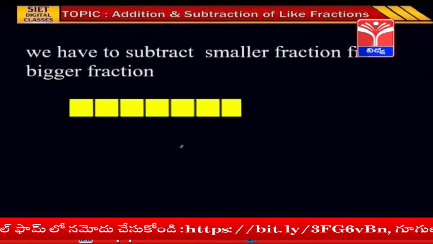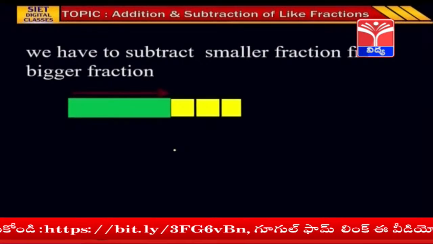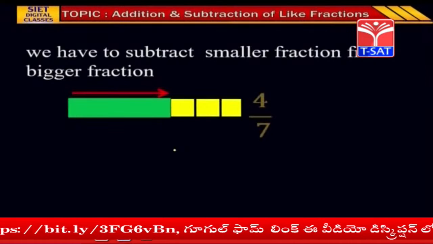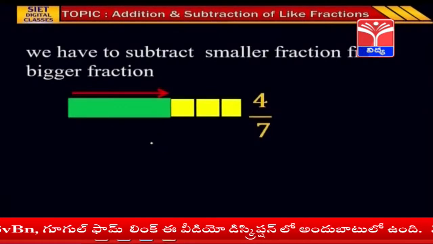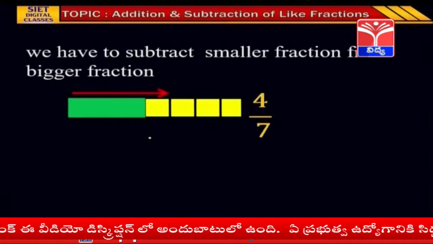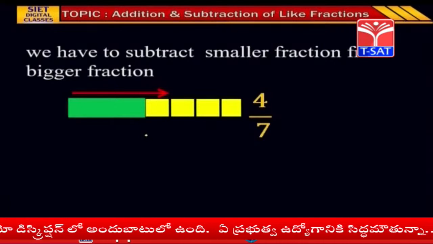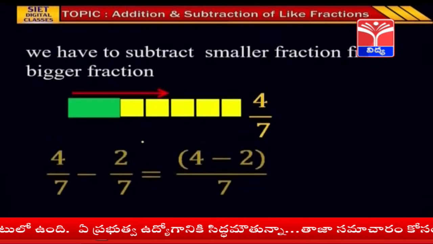See, which is bigger? 4/7. 4/7 is the bigger fraction, right? From this we have to subtract 2/7. That means 2 parts out of 7 we have to subtract. So one part we subtracted, 1, 2, 3, 3/7 remained, and one more, that means 2/7 subtracted.